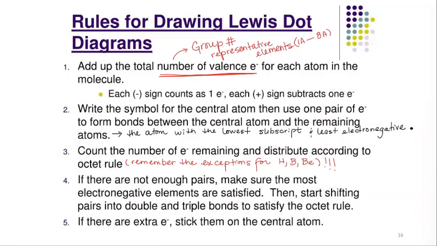Number 2, we are going to write the symbol for the central atom. The way that we define the central atom, as you can see here, is that it tends to be the atom with the lowest subscript. It is the one that is the least electronegative, but electronegativity is a topic that we will be dealing with later today. Understand that right now, from the concepts that we know, the most metallic is going to be defining what is going to be our central atom.